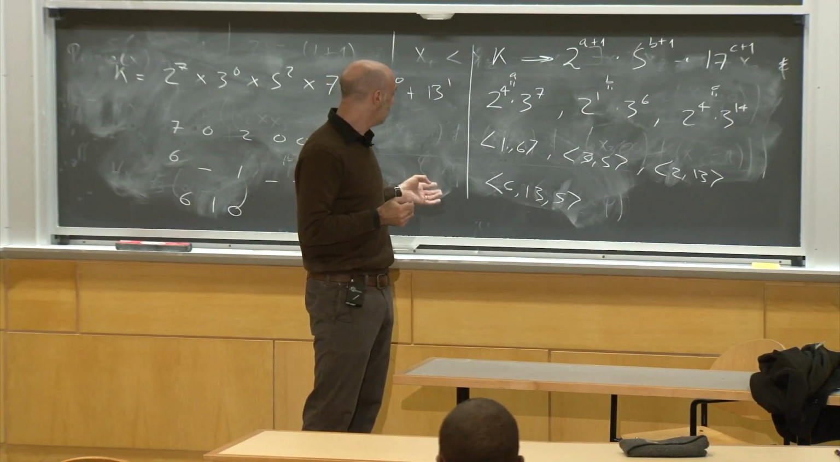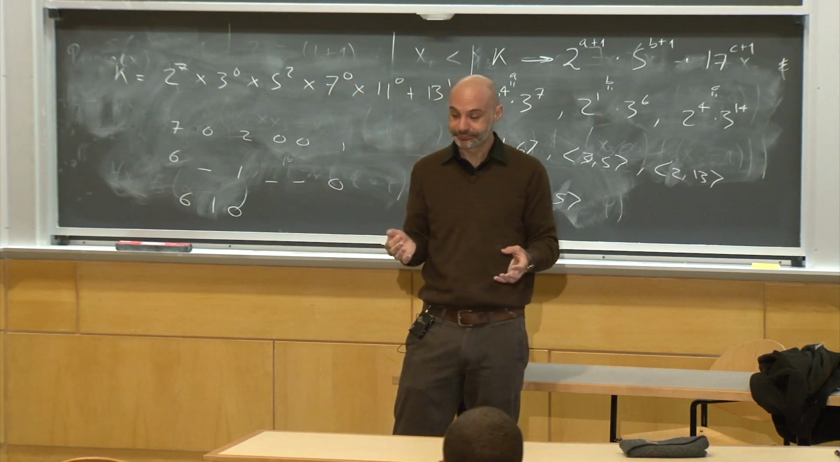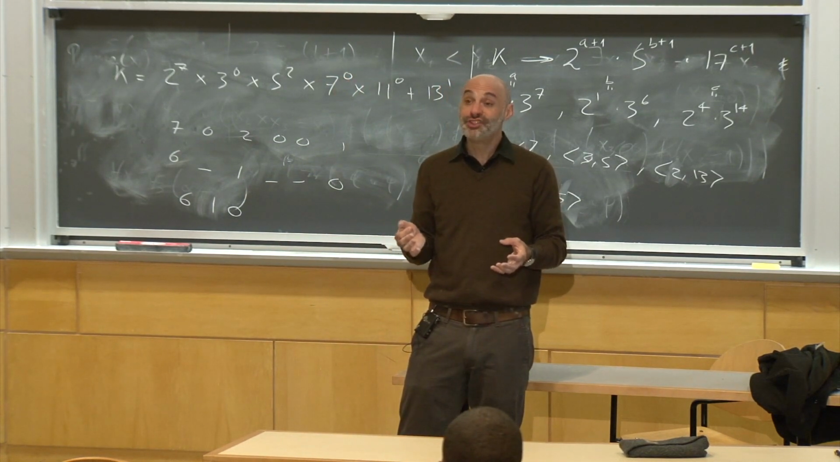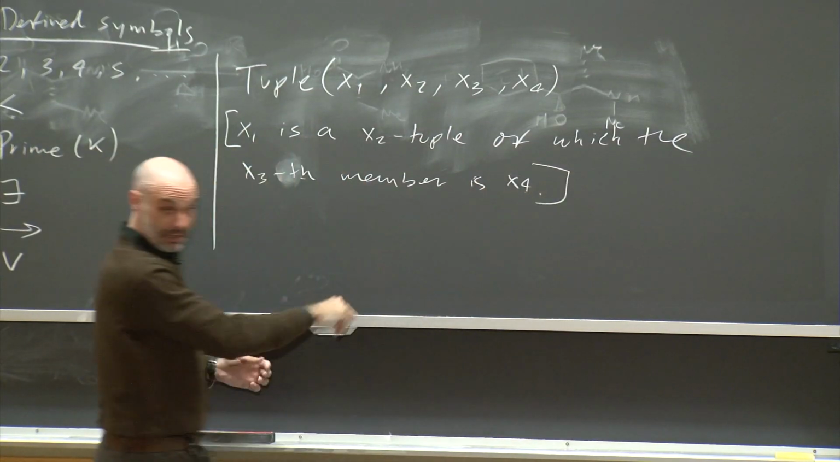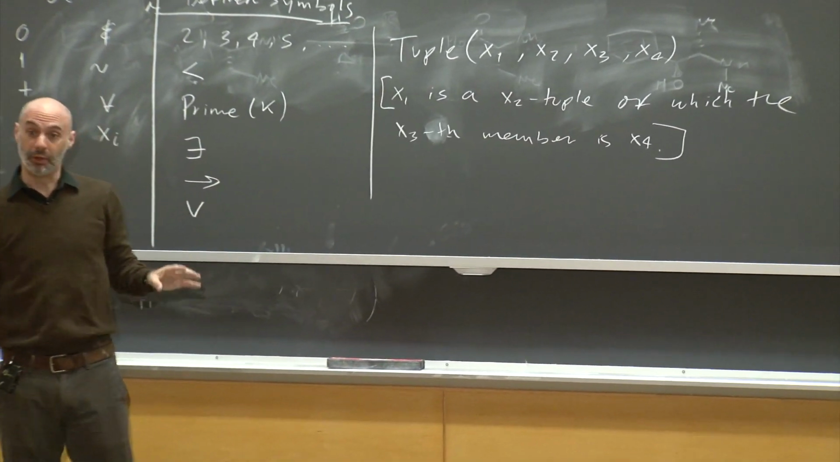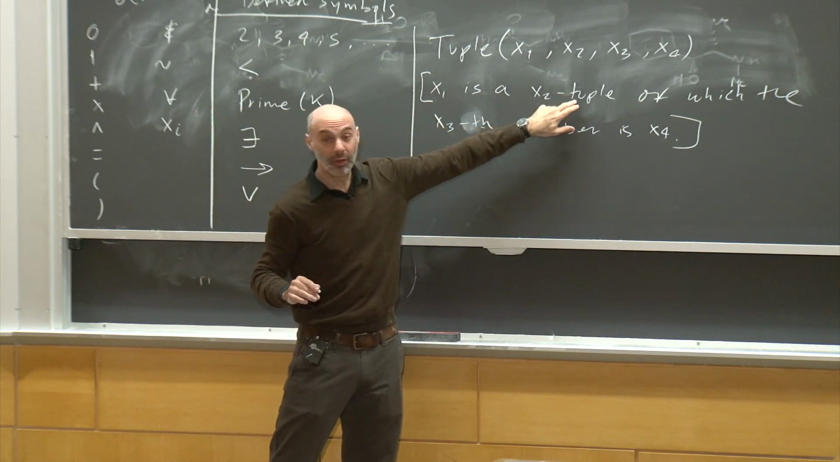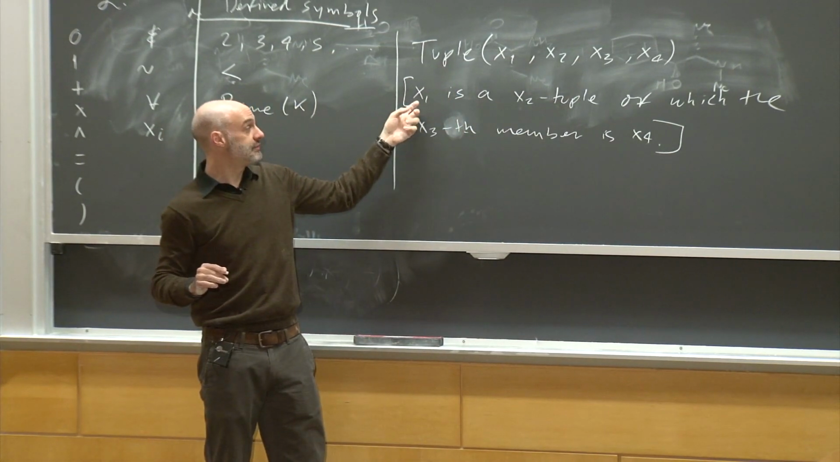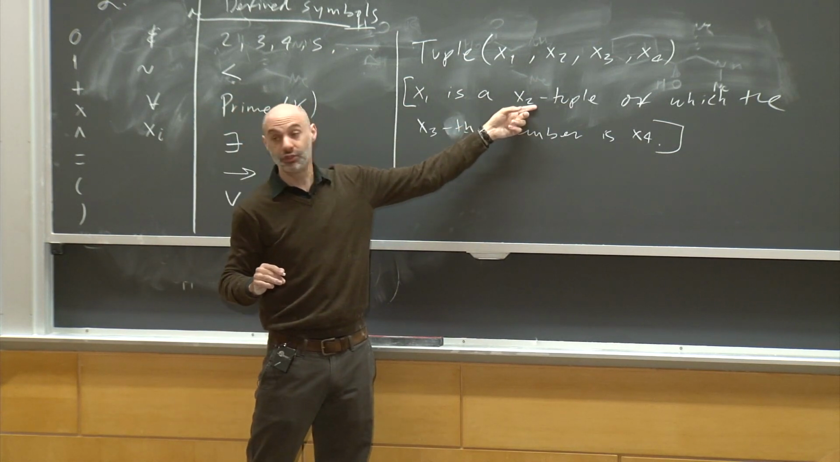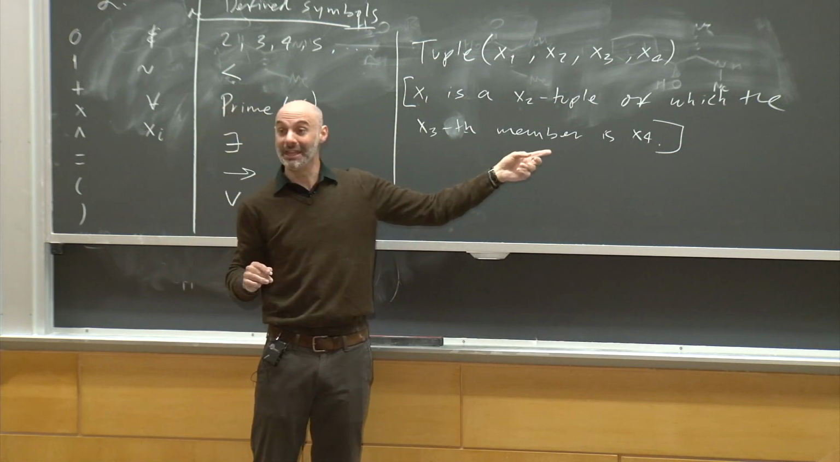Now let me tell you guys how to use ordered n-tuples to start talking about Turing machines. So our objective is to find a number that codes a Turing machine. The trick I just described can be used to define a formula tuple, which is true just in case x1 is an x2 tuple. In other words, it codes up a sequence with x2 places, of which the x3th member is x4.